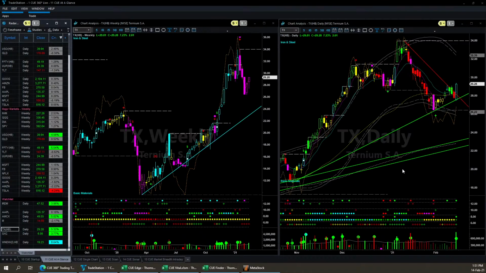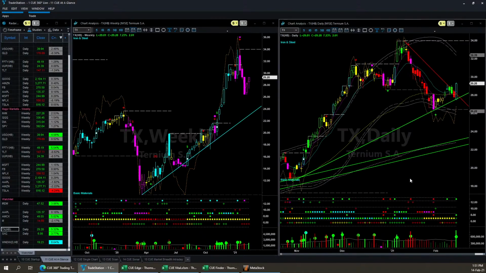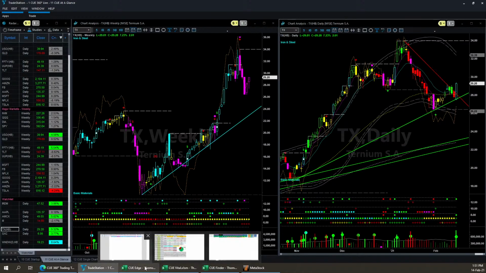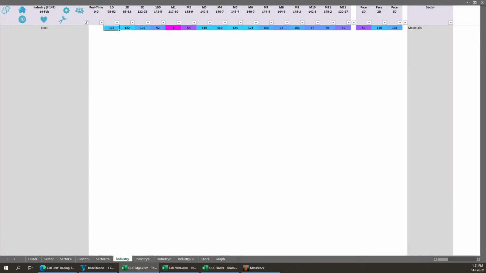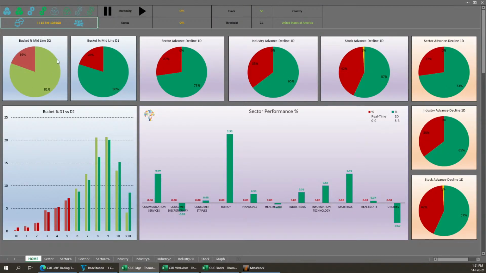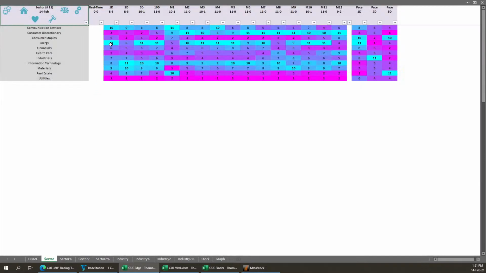If we are buying, we are going to buy in strong industries. Now let's do one more thing. This is the bottom up approach. Let's go back to Q Edge. Start with the home page. Home page is showing that market is bullish. Let's look at the sector scores. I like to look for the strongest sector for buying.